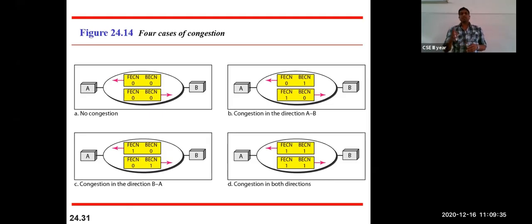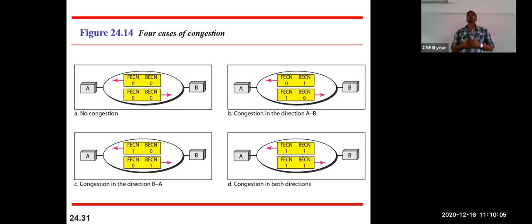Good. Right. Let's go to the third case again. From B to A, FECN is 1, BECN is 0, which means there is a congestion towards A. From A to B, forward is 0, backward is 1, which means there is a congestion towards A. So congestion is from B to A. Congestion is in the direction of A. Second case is congestion in the direction of B. Third case is congestion in the direction of A.